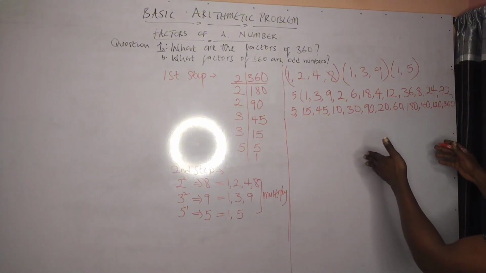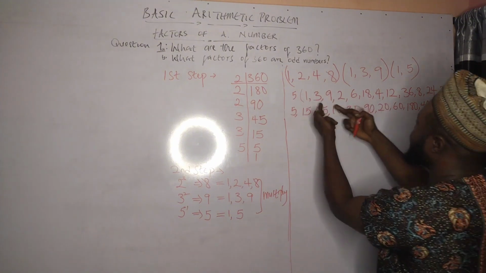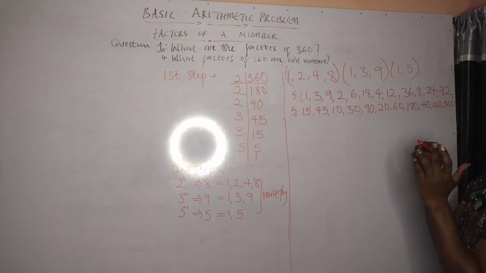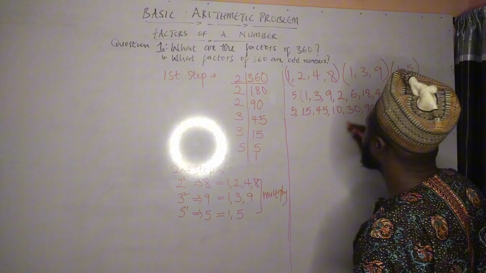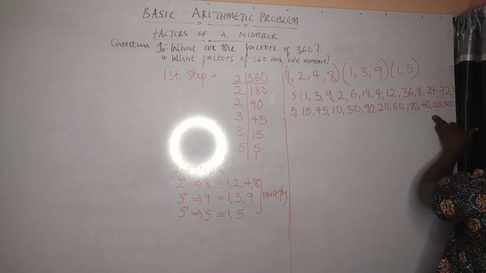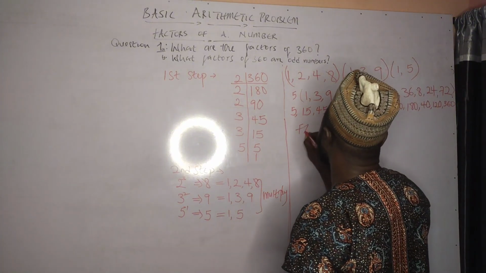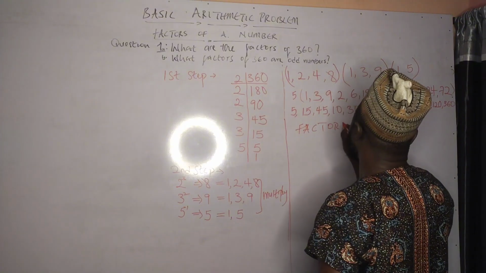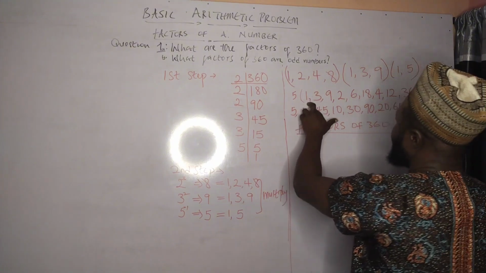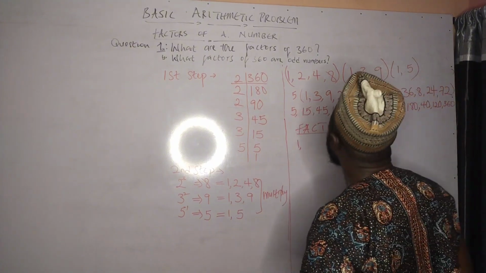So the next thing we need to do now is to add all the numbers here and this one, we add them together. That's the final. Add them together, all the numbers in these brackets and the answer we have gotten here. So all those answers will give us our factors of 360. So we have 1. Let's arrange it.